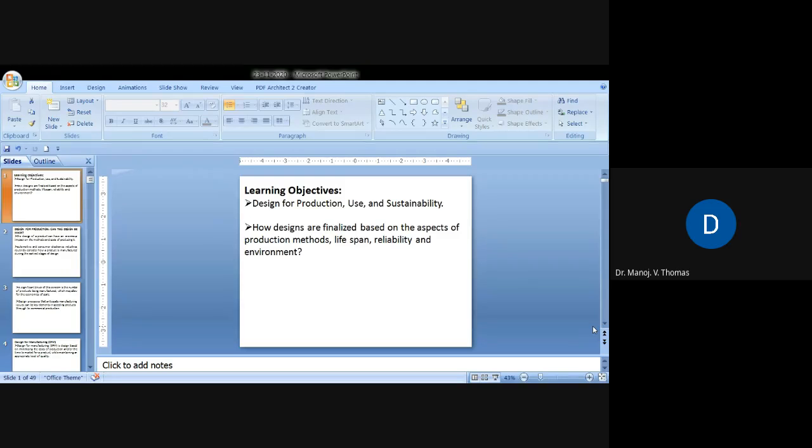So what is the meaning? When we design an item, say for example a mobile phone, it should be producible, in the sense that we should be able to manufacture all the components. Say for example a machine has a certain part that is very difficult to manufacture, or even if you manufacture it, it will not last long, or reliability is very low. Then we can say it is difficult to produce. The design wise it is brilliant, but it is difficult to produce. So that is the idea, design for production.